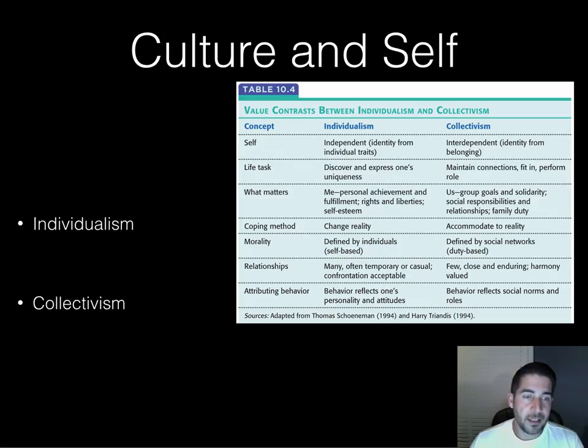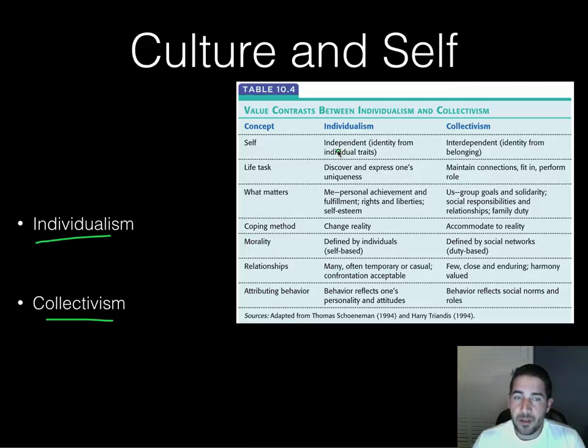All right, and then finally, culture and self-esteem. Two types of ways of looking at the world are individualism and collectivism. Individualism, exactly like it sounds, the individual's self-worth is more important than the group as a whole, and collectivism, the group as a whole is more important than the individual's self-worth. Again, here's another table that shows some differences between individualism and collectivism.